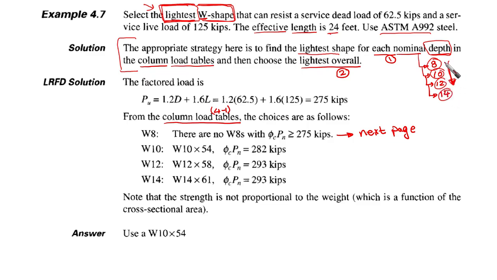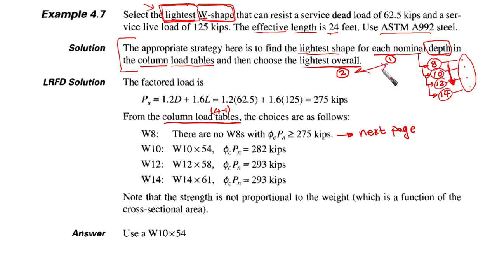Then we're going to check what is the lightest in each nominal depth, and then we're going to compare all of them, and the lightest overall is going to be considered. So our strategy for the solution is a two-step strategy: investigating the lightest shape for each nominal depth, and then using the column load tables to choose the lightest overall. These are the two steps of the solution.